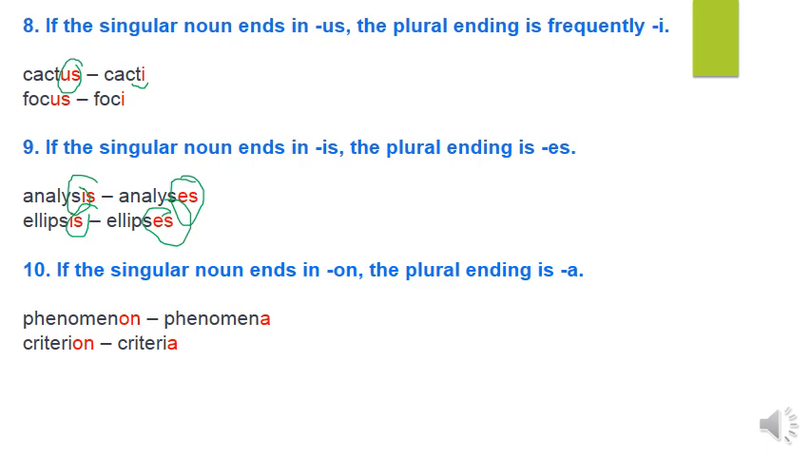Rule number 10. If the singular noun ends in on, the plural ending is a. It means on is changed into a in the plural form. So phenomenon, phenomena, criterion, criteria. Okay? So when the noun ends with on, the plural form ends with a. So on is changed to a in the plural form.